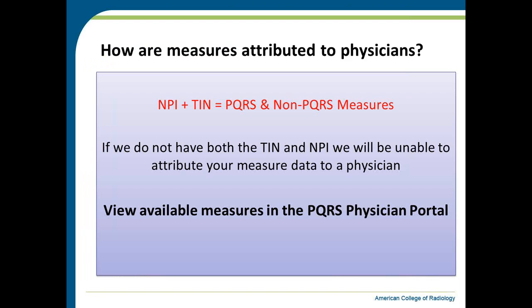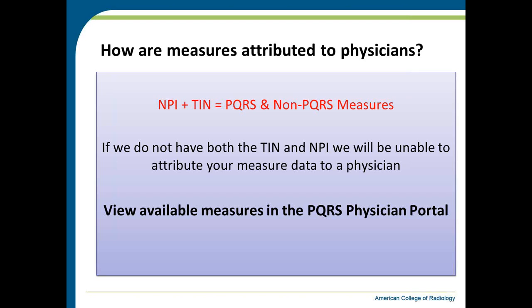So our top question is, after you've signed up for the registries and started submitting data to the different registries or uploading your PQRS measures, how are the actual PQRS measures attributed to your physicians? We essentially use two magic numbers: the doctor's National Provider Identification Number, or NPI, and their tax ID number. And essentially, our system will allow the physician to see both PQRS and any non-PQRS measures that have been submitted for that physician.